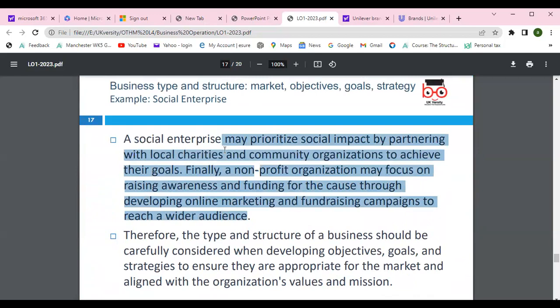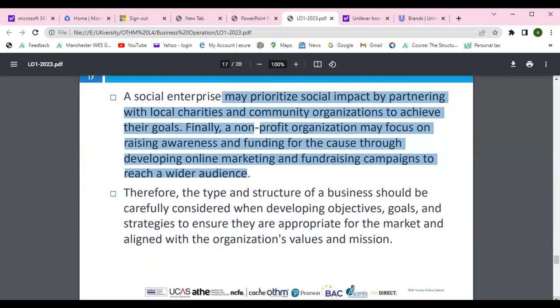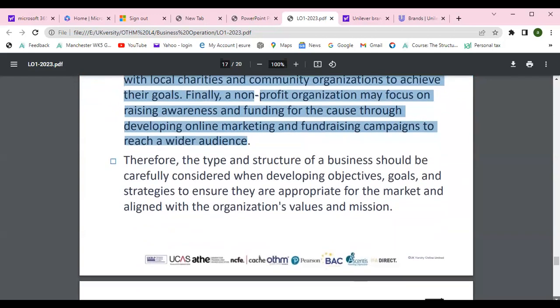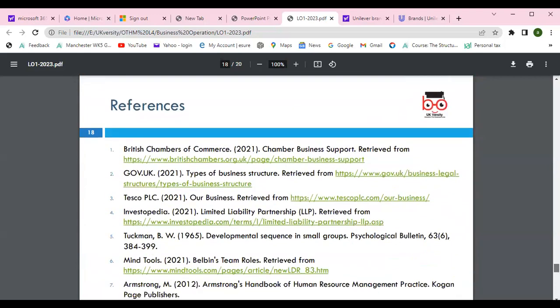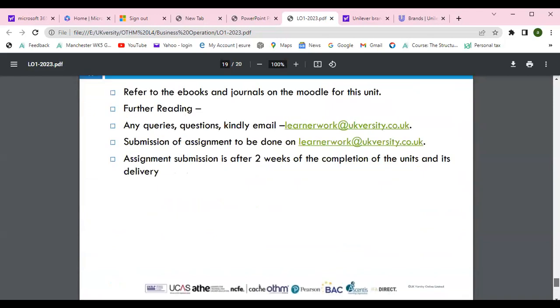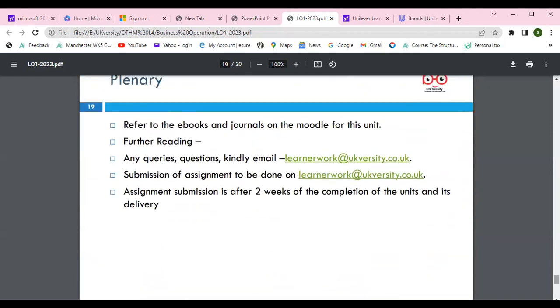Okay, any questions, Andy? No, not yet. So the types of structure of the business should be carefully considered when you start and develop your business strategies, goals and objectives, and you do the marketing accordingly. You've been given the references and the links for extra reading to enhance your understanding.